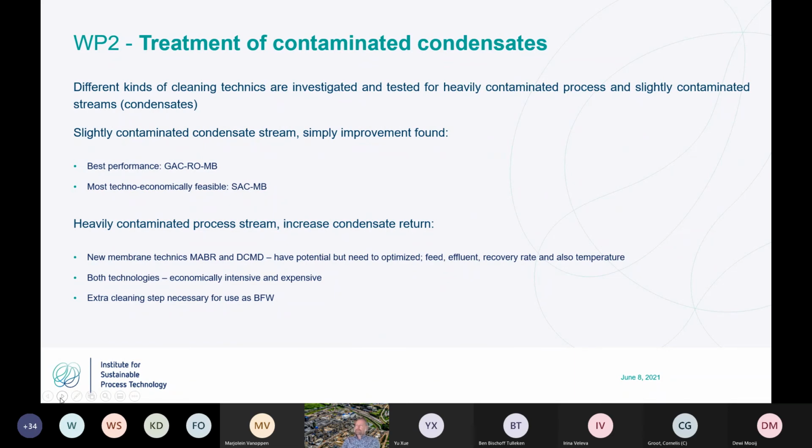So the technique is feasible, but when you want to use this water as boiler feed water, then an extra cleaning step is necessary. For simple condensate streams, the best performance was with granular activated carbon, reverse osmosis, and mixed bed. But that combination of three is very expensive. The most technically and economically feasible is strong acid cation and mixed bed. That is also what we use in our industry, but based on these test results, there is a future for membrane technology.